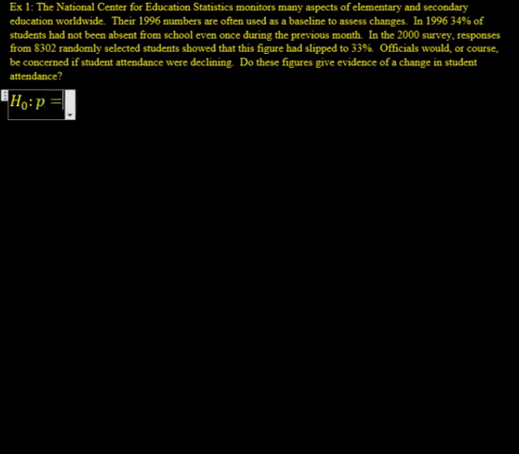P equals 0.34. Our alternative, since we just want to know do they give evidence of a change, will be that the probability does not equal 0.34. So we can talk about it's increased or decreased. So HA: probability does not equal 0.34. That's step 1. Step 2, check your conditions.